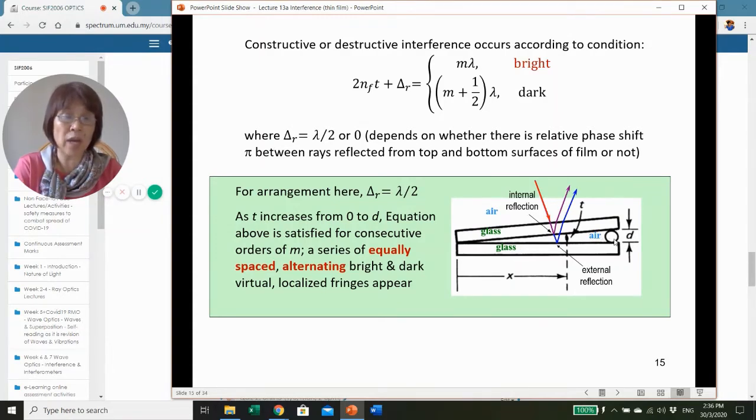Okay, this is an air wedge. This equation will be satisfied over consecutive orders of m, and that's how you get a series of equally spaced, alternating bright and dark, virtual localized fringes. So that's what you're going to see. Now this wedge here has an internal reflection, here is an external reflection. So there's no phase shift here, but there would be a phase shift here. So there would be a relative phase shift of lambda over 2 between the purple and the blue reflected ray.